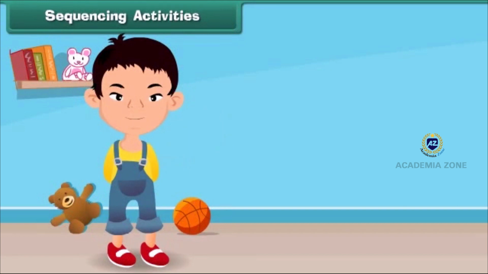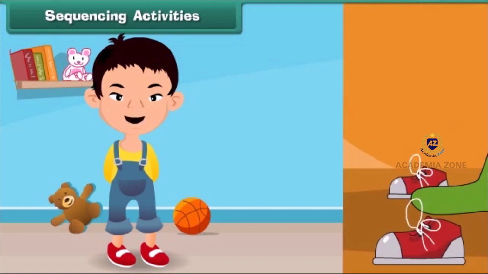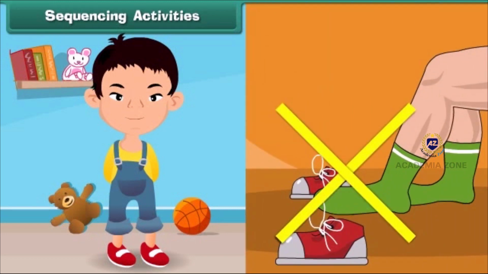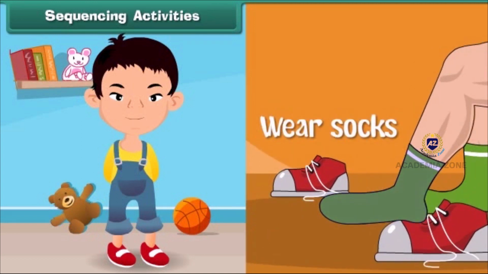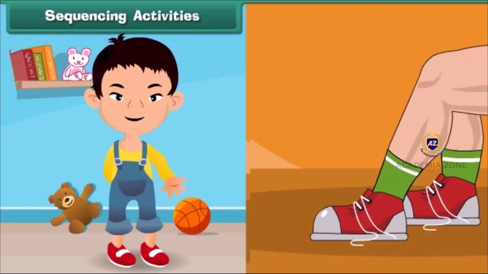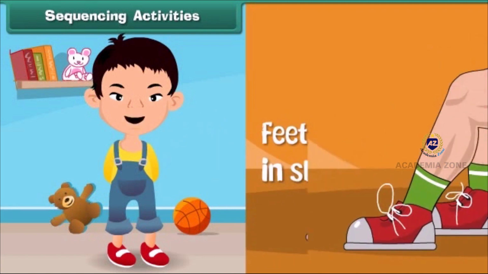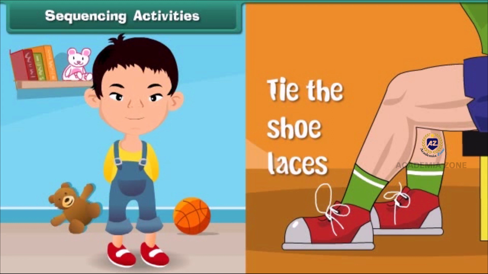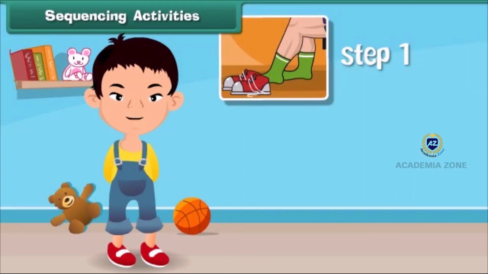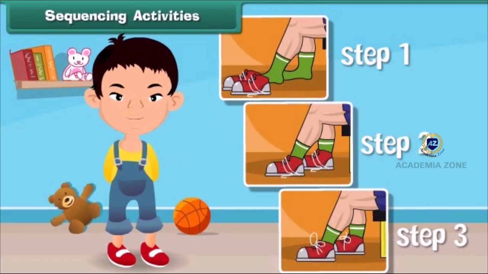When we do any work in our daily life, we have to do it in a sequential manner. For example, for wearing shoes, we can't tie our laces before putting in our feet. First, we have to wear socks so that we can wear our shoes properly. Then we put our feet in shoes and then we tie the shoelaces. All these steps are performed in a sequential manner to wear it.